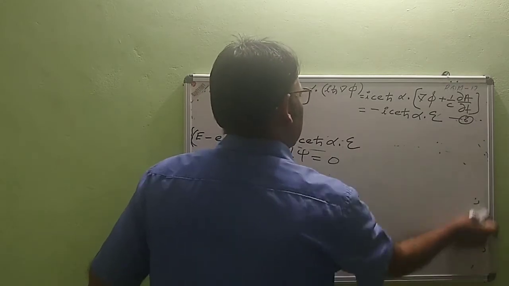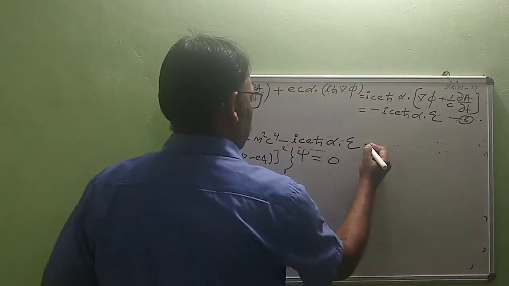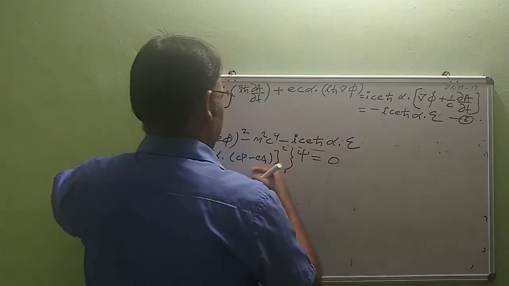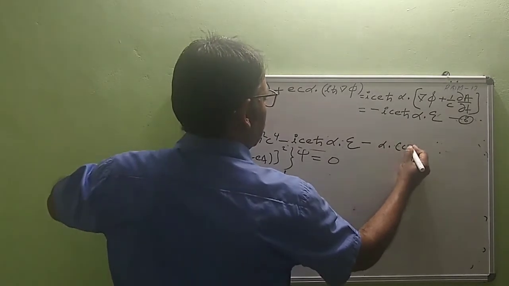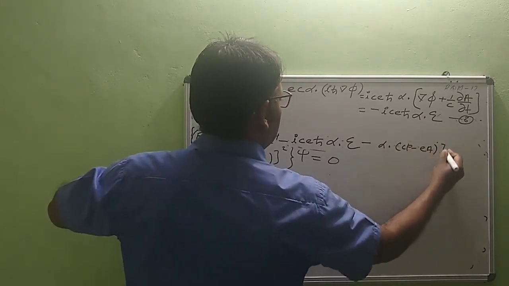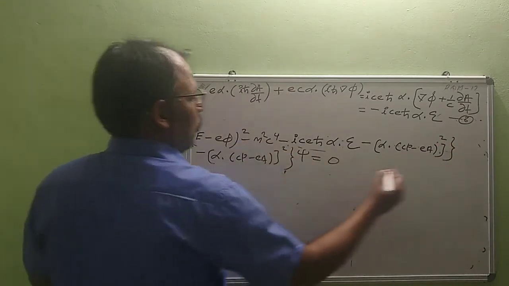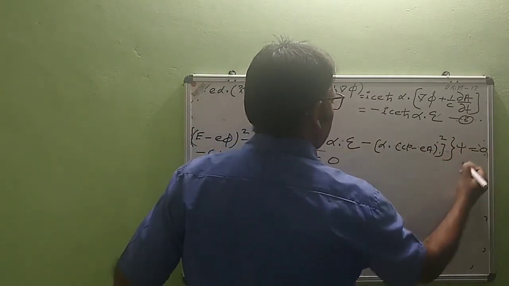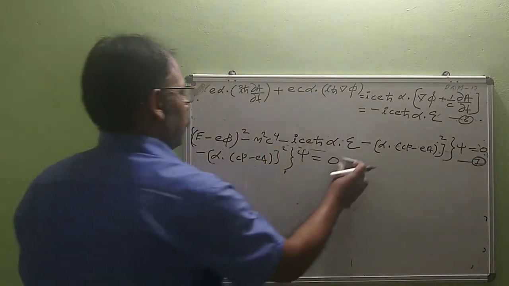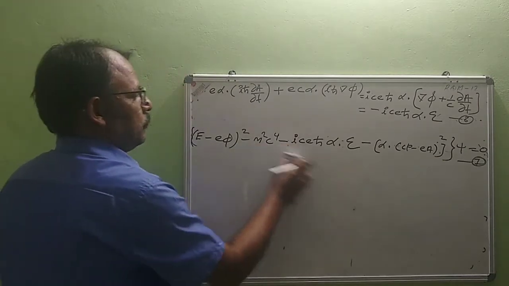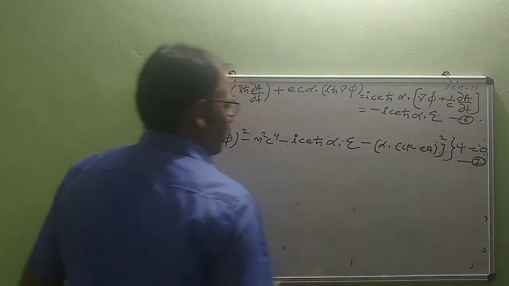This I am writing as equation number 6. So alpha dot E minus alpha dot Cp minus Ea, the whole square, the whole thing operating on psi equal to 0. This I am writing as equation number 7. And now I am going to simplify the last term. Last term is alpha dot Cp minus Ea the whole square.